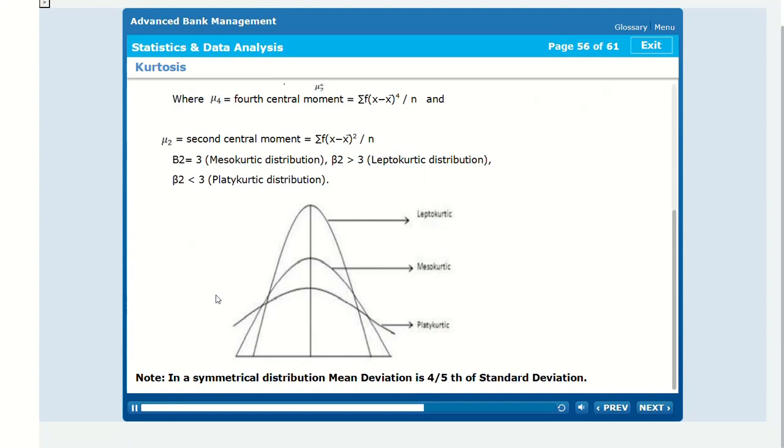Measure of kurtosis: beta 2 equals mu 4 by mu 2 squared, where mu 4, the fourth central moment, equals sum of f times (x minus x bar) to the power 4 by n, and mu 2, the second central moment, equals sum of f times (x minus x bar) squared by n. Beta 2 equal to 3 is a mesokurtic distribution, beta 2 greater than 3 is leptokurtic, and beta 2 less than 3 is platykurtic. Note: in a symmetrical distribution, mean deviation is 4 by 5th of standard deviation.